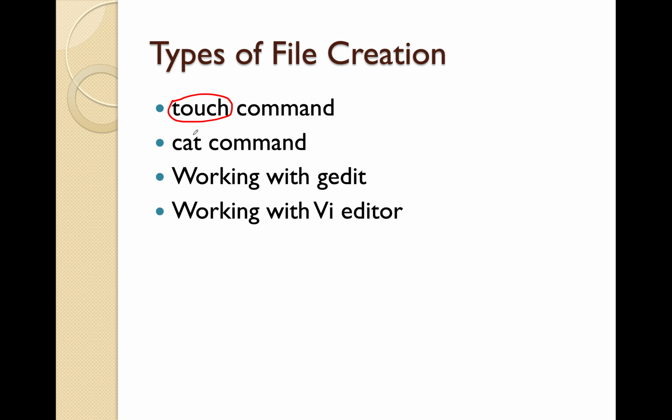The use of the touch command is that if I want to create just an empty file, I can use the touch command. Next, the cat command. What is the use of the cat command? We can create a file with some content, so I can add some data, not an empty file. The third is working with gedit and the vi editor. By default, if you install Ubuntu in your system, these two editors will be available in your Linux operating system. We'll see how the syntax works.